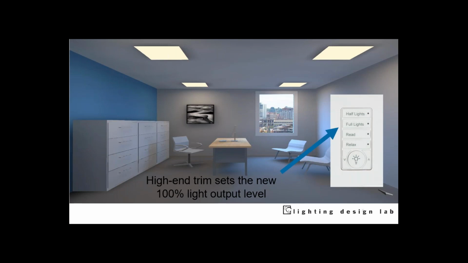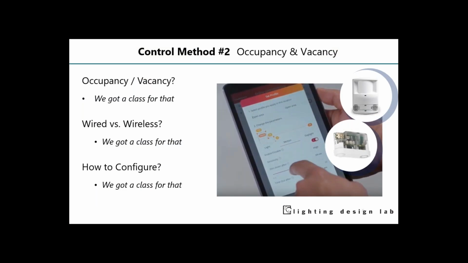Now, when the tenant comes in, if they go to that wall station and hit full lights, 100% is now where you've set that high-end trim. So that's high-end trim in a nutshell. It's a great way to save energy and great for overall space comfort.